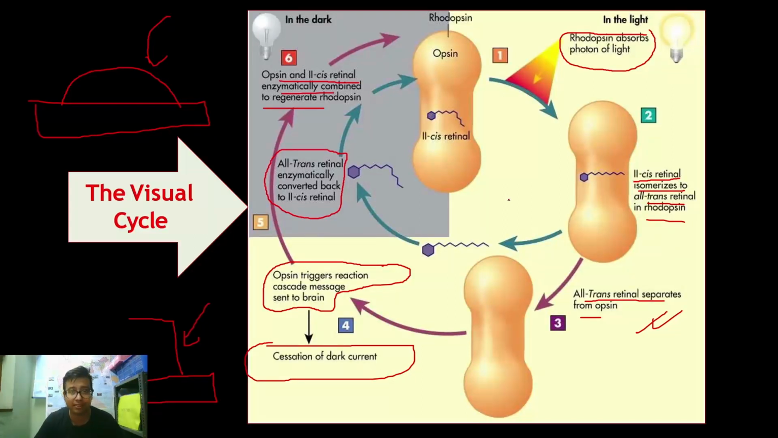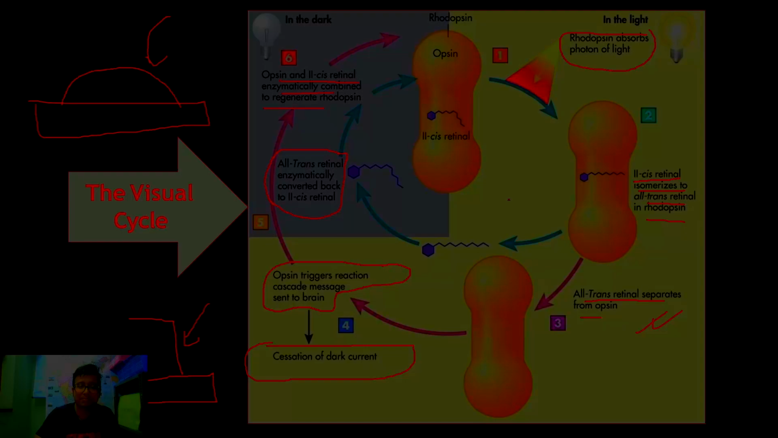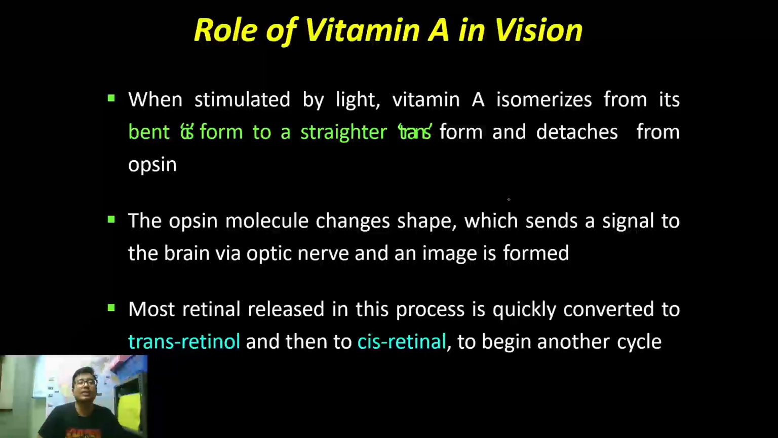Okay, so just remember, in the dark we have 11-cis and in the light we have all-trans. We need 11-cis in order to see when light falls, right? And when light falls, it is converted to all-trans and then the cycle happens. So, role of vitamin A in vision.